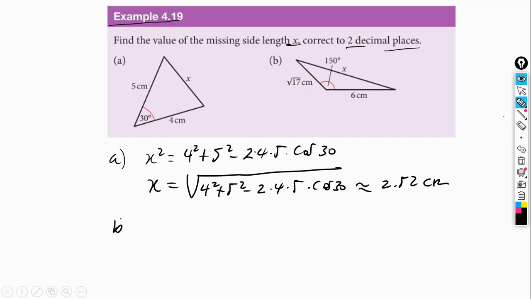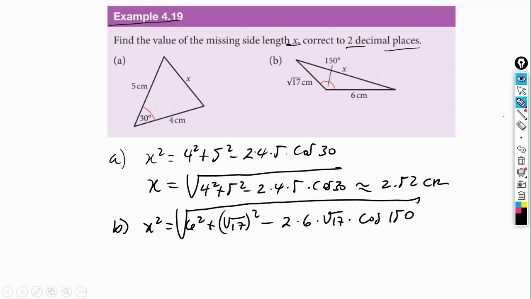So for b, we proceed in a very similar way. We would say x squared is equal to 6 squared plus the square root of 17 squared minus 2 times 6 times the square root of 17 times cosine of 150. So that means that x is going to be the square root of all this, and this is going to give us approximately 9.79 centimeters rounded to 2 decimal places.